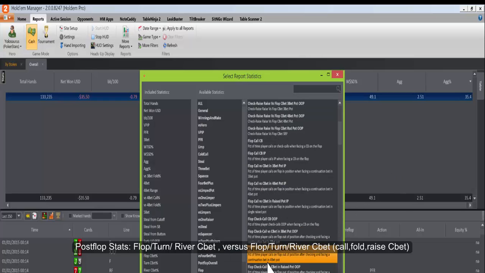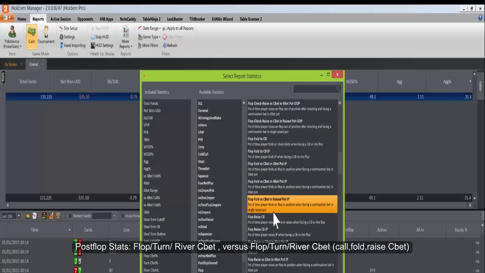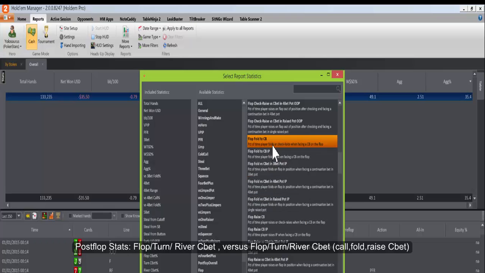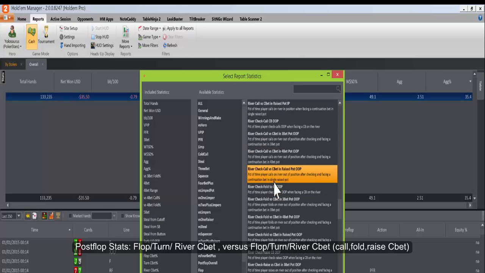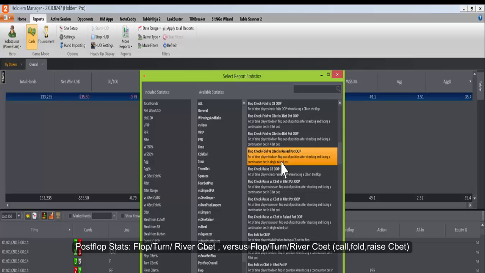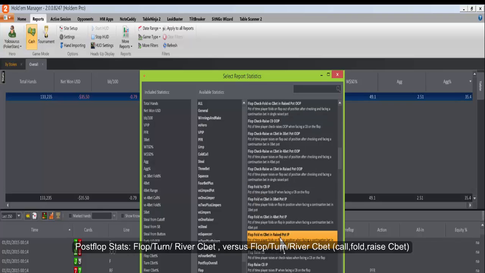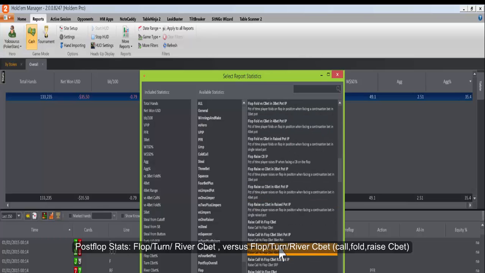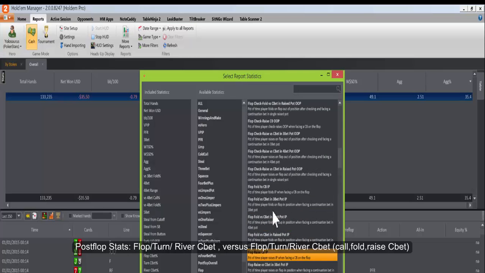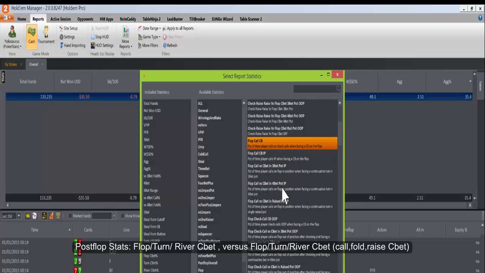Versus c-bet, as we said earlier. So flop fold to c-bet, river fold to c-bet. Yeah, I should just try to add everything here. Flop raise c-bet. So if you want to get a flop call versus c-bet, you just take 100 minus both. I guess I should just add everything in. Flop call. Do you see it?